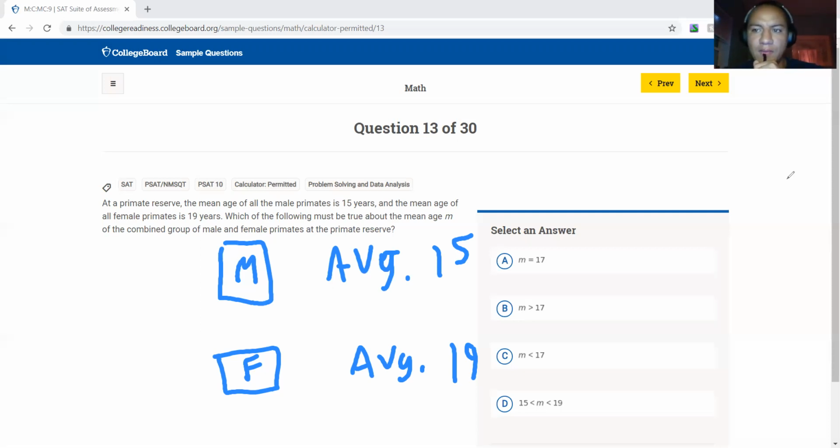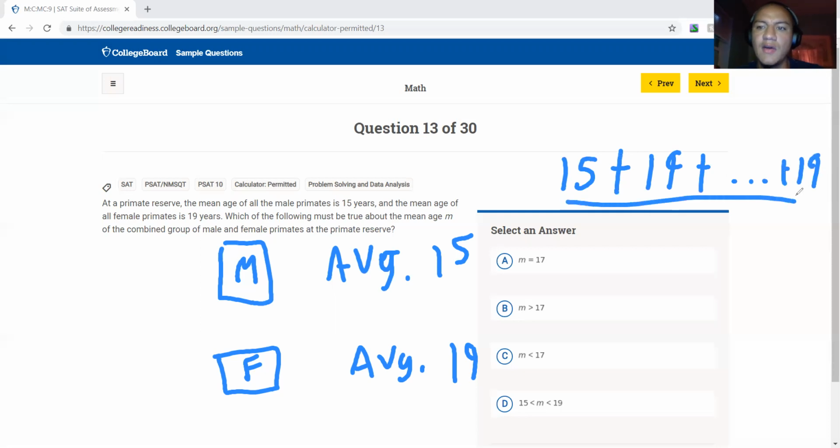In fact, you could have, for example, one male and the average would be 15, and you could have 9 females and the average would be 19. And that would mean if you combine both groups, you get 15 plus 19 plus etc. plus 19 all over 10, because one male primate plus 9 female primates is 10 primates in total. This will not give you 17.